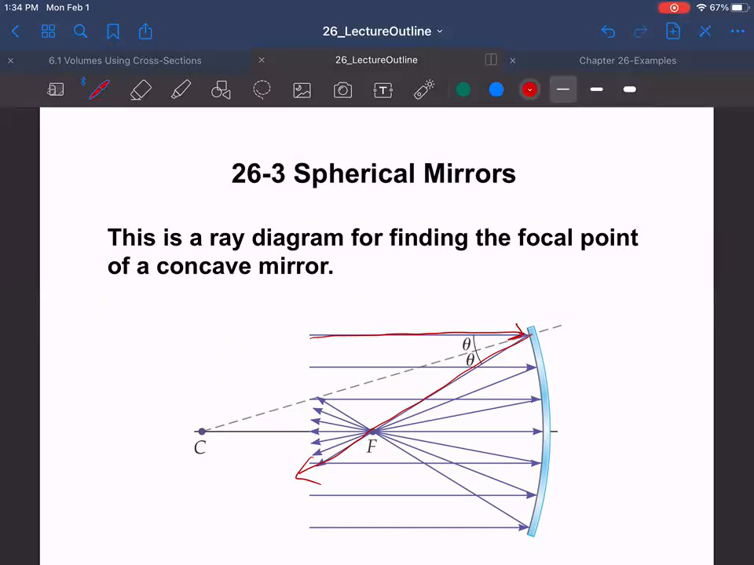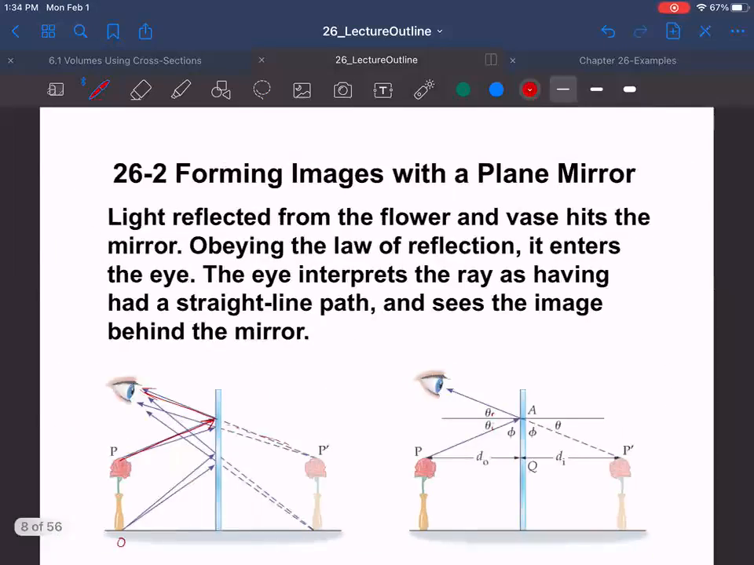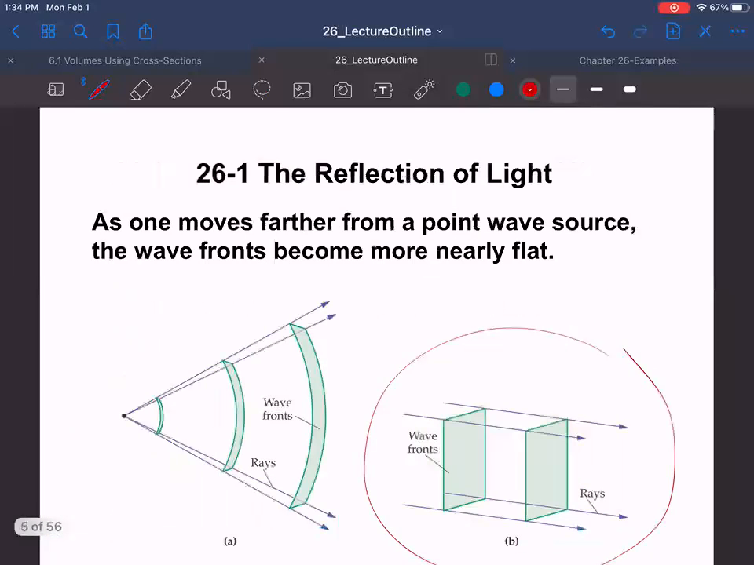So if you were using a mirror to make a telescope, where would you put your eyepiece for light rays coming really, really far away? How are they going to enter? Light rays from really, really far away. How do they come in? It's a P word, parallel. They all come in parallel, right?